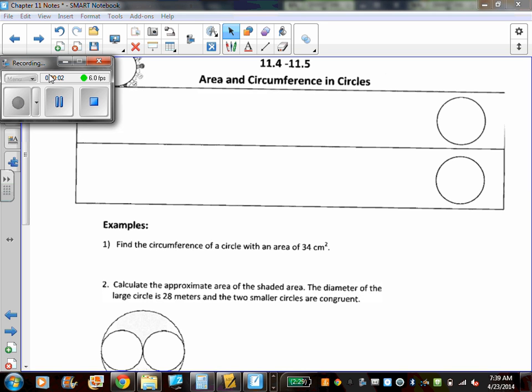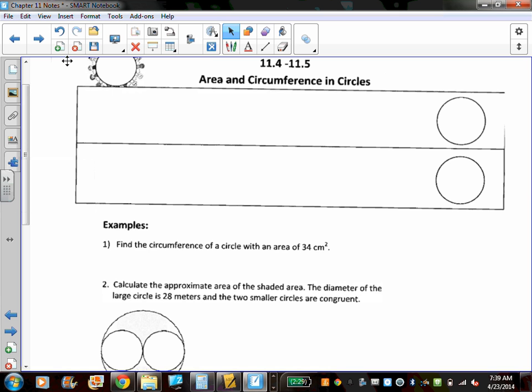Alright everybody, time for another video. This time, taking what we learned, or hopefully learned, from the investigation, and doing some problems that use the information from that activity. So we will be talking about circles exclusively in this video. We'll be talking about area and circumference of circles.